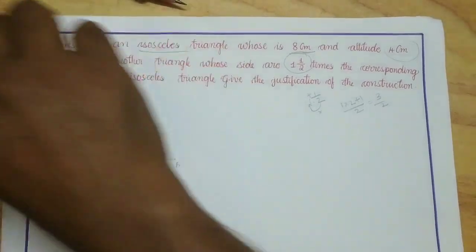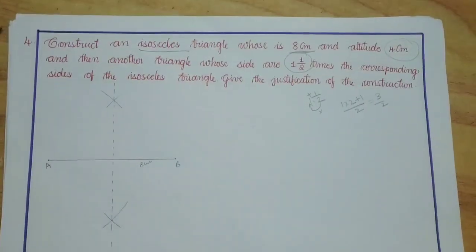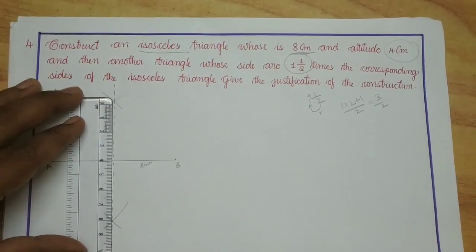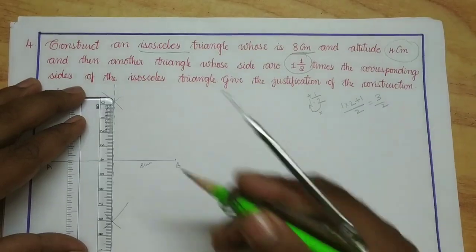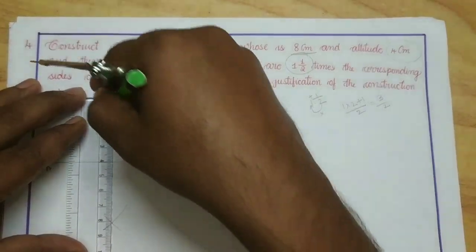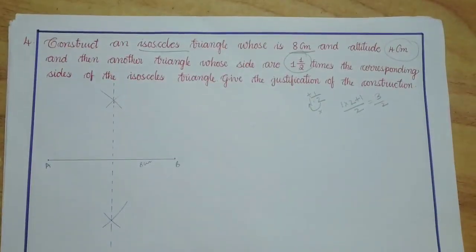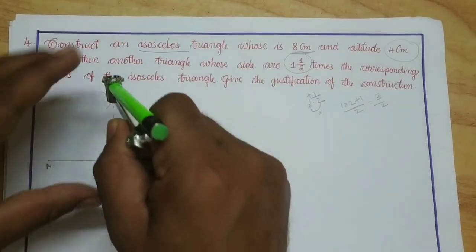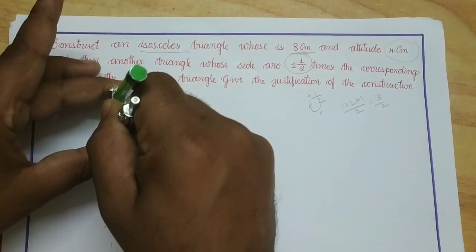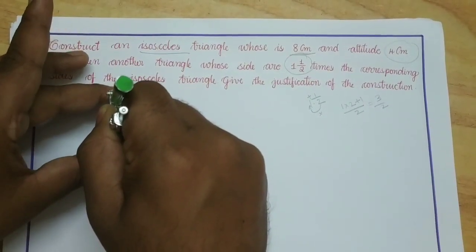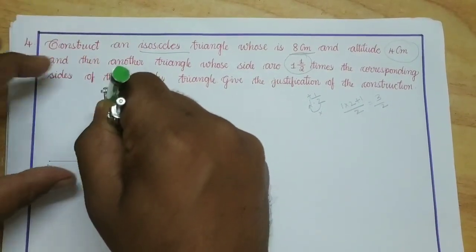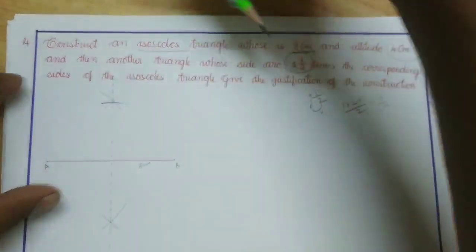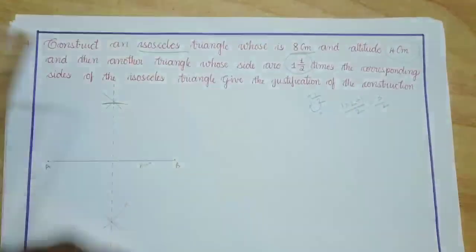Okay, now take your compass and with the help of your scale, put a dot at this point, and what we have to do is draw an arc at 4 centimeters. Yeah, 4 centimeters. This is 4 centimeters. Now if you join, your triangle is ready.